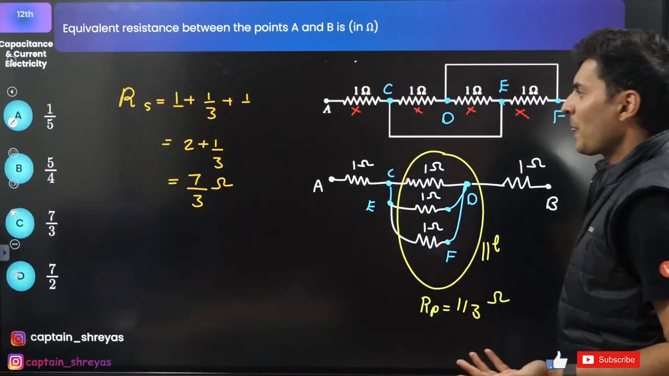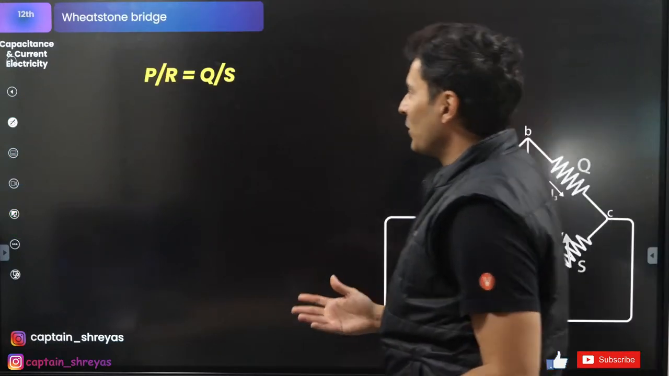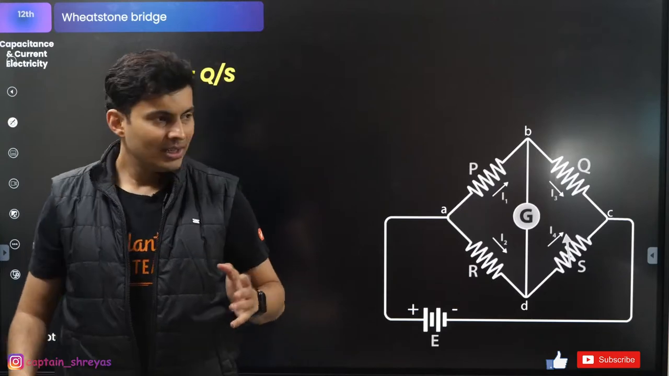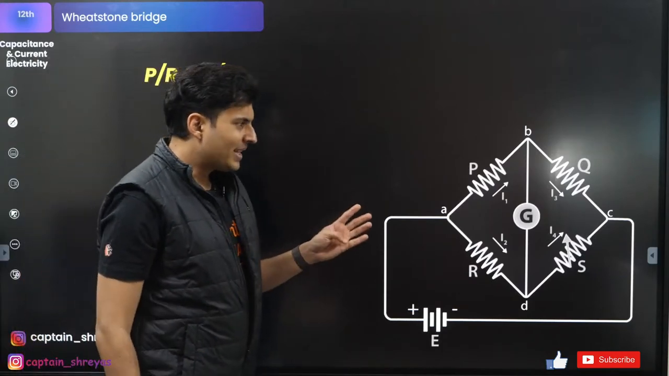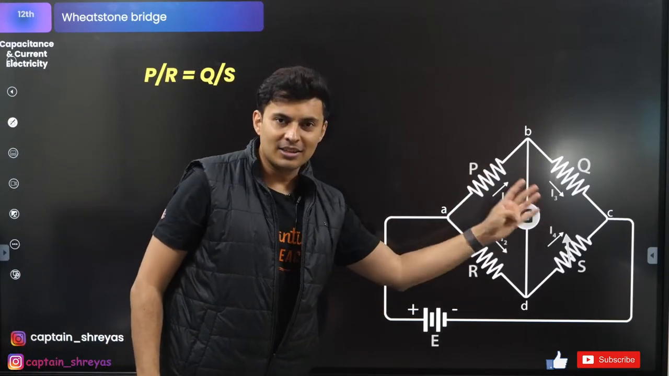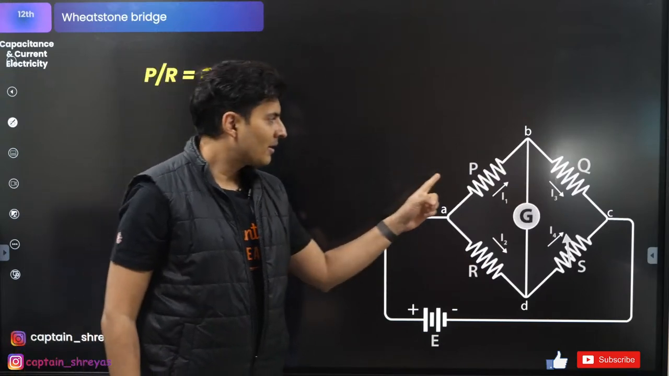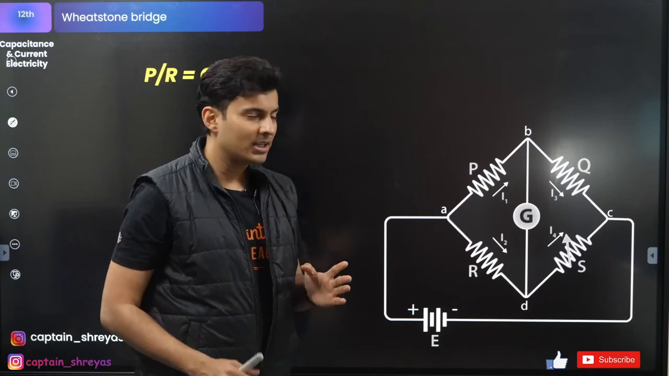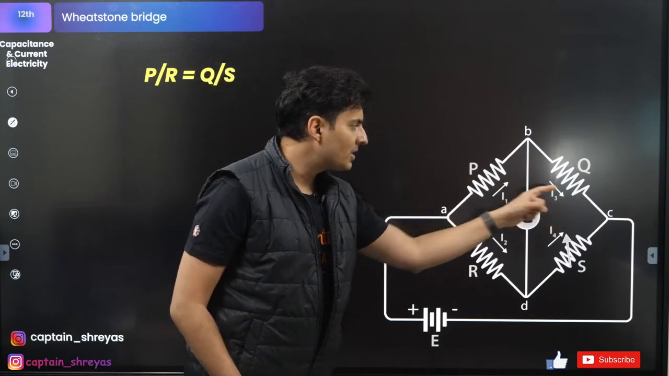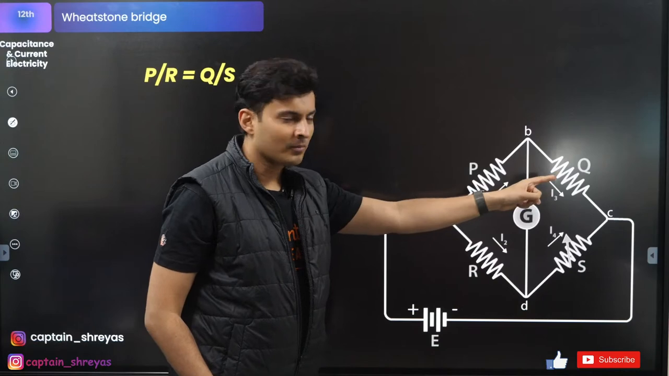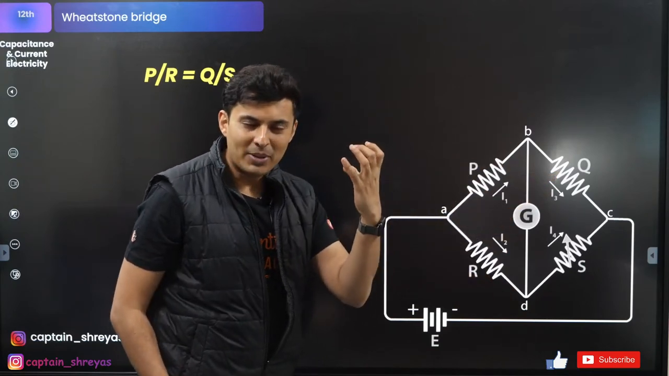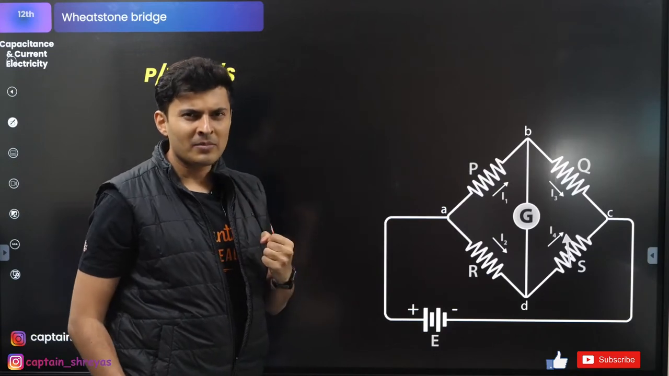That's it. Moving on to another question. But before that, that is Wheatstone's bridge. What is Wheatstone's bridge? Basically, four resistors arranged in this particular manner is called a Wheatstone's bridge, where you have one branch here and another branch here, and the two branches in between are connected by a measuring device like a galvanometer.